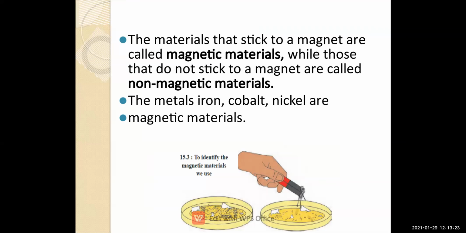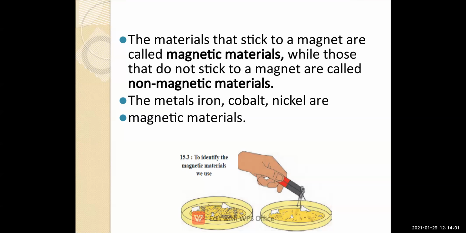What are magnetic materials and non-magnetic materials? So students, here in this picture you can see that many different materials are kept in a bowl, or beaker we can say, and in that dish there are many different things kept, and the magnet is moved over the objects. So what happens? The materials which stick to the magnet are called magnetic materials, and those which do not stick to the magnet are called non-magnetic materials.